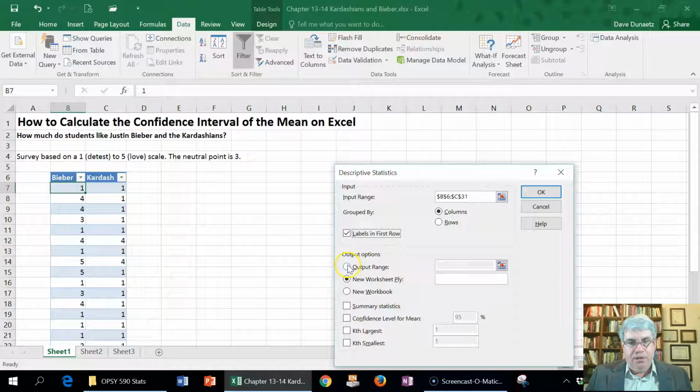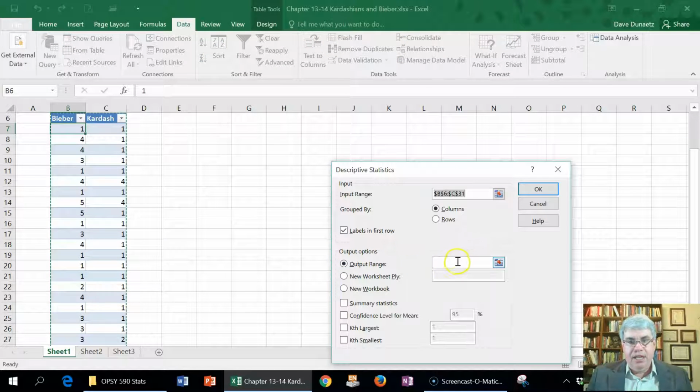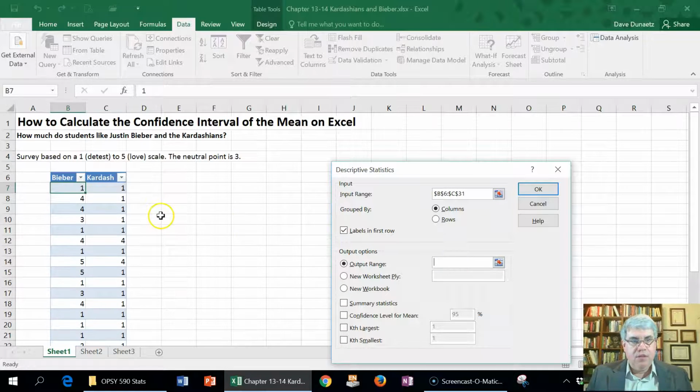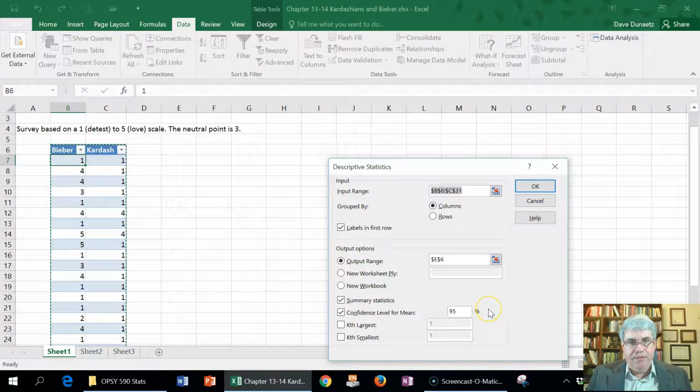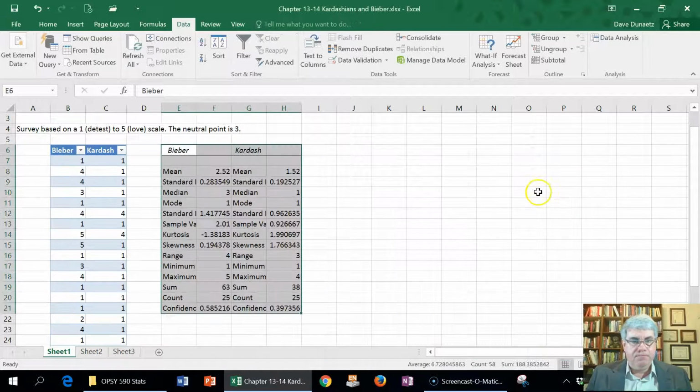I want the output range, so I click to be on this sheet, so I click output range, and then notice how the cursor went up there. I need to click down here, and let's just put it over here. And I want summary statistics, and I want the confidence level for the mean. So I click both of those, and I want the 95% confidence level, which is pretty standard, so I'll leave that as 95. And then I click OK, and we get a bunch of numbers.